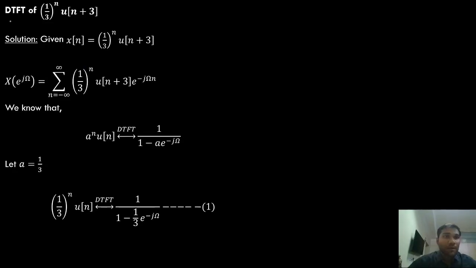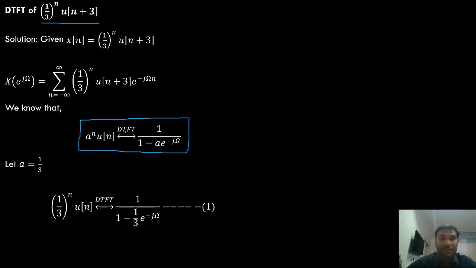Now we'll use some properties to find the DTFT of the given question. How to use DTFT properties to find the DTFT of a given x of n. So here in this case the x of n is 1 by 3 whole power n into u of n plus 3, right? U of n plus 3. We know this is the standard pair, one of the standard DTFT pairs.